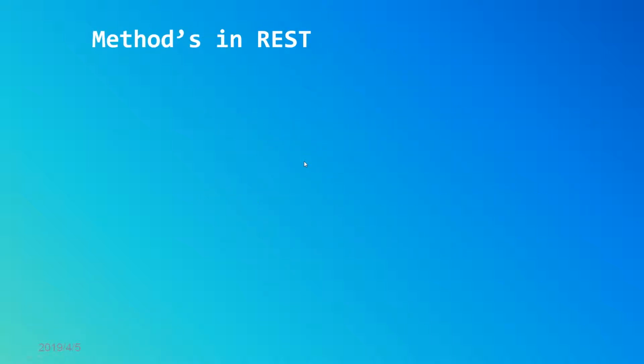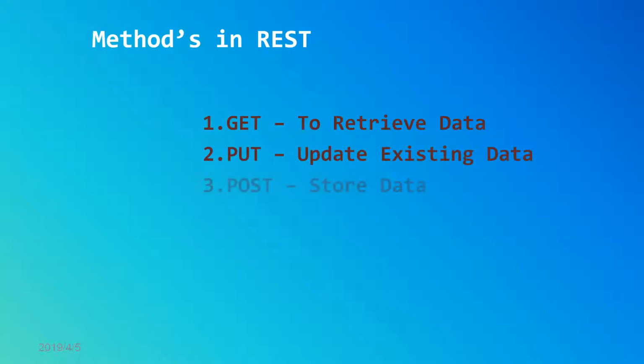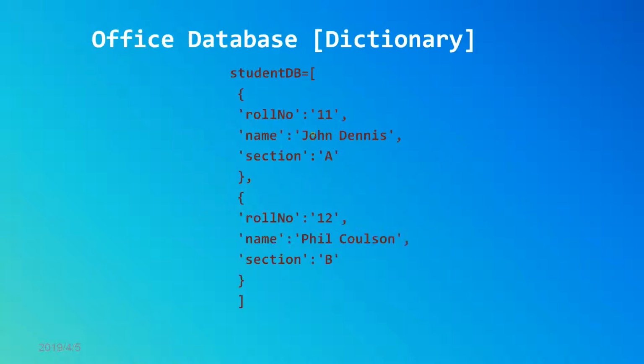What are the things available in REST? The major four methods: get, put, post, and delete. Get is ultimately fetching data from the database. The put method updates existing data. If you have some existing student information and you're trying to update something, you need to go for the put method. Post adds new details, for example, adding new student information in our case. And delete removes records. If I want to delete a particular student's details, you can use the delete method.